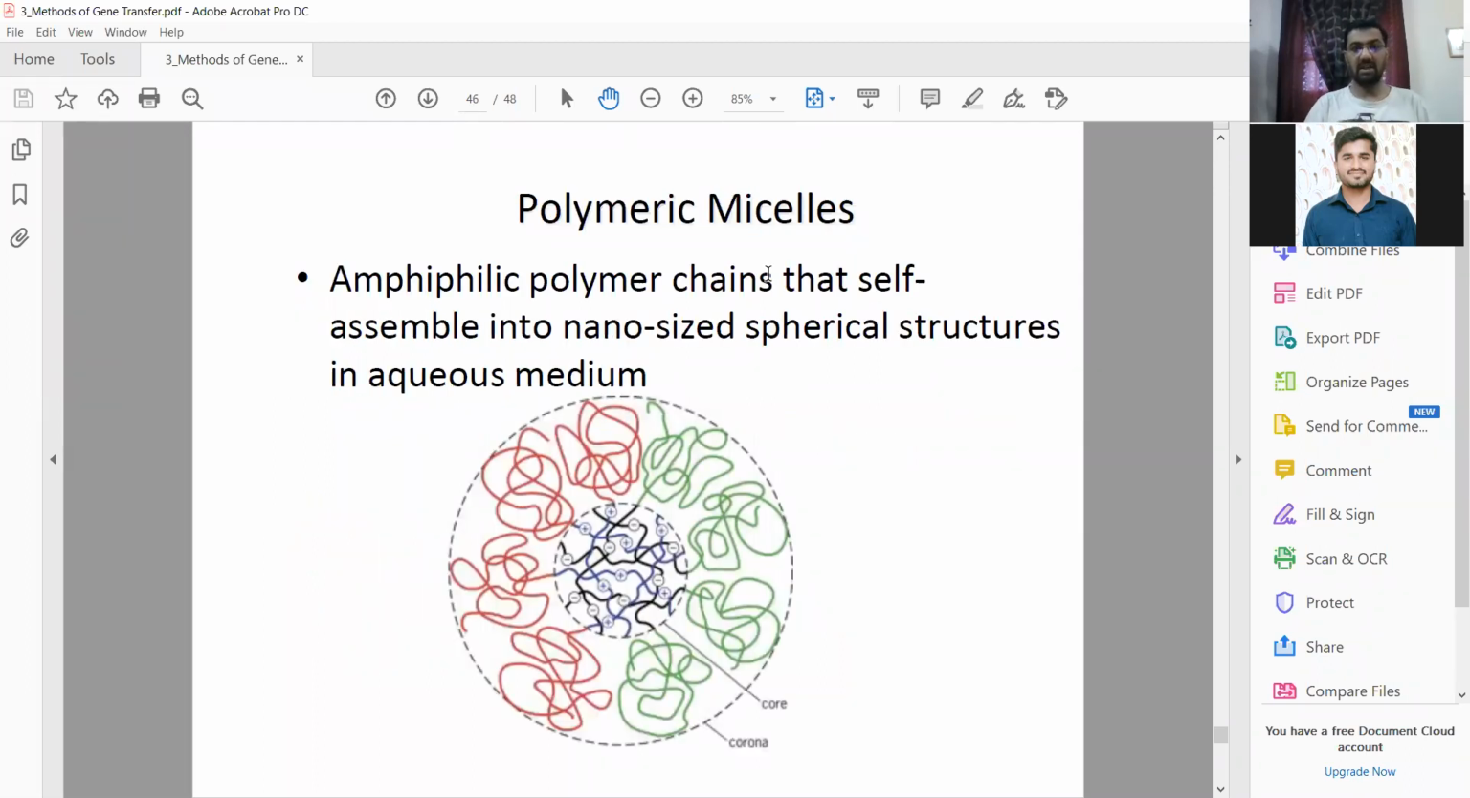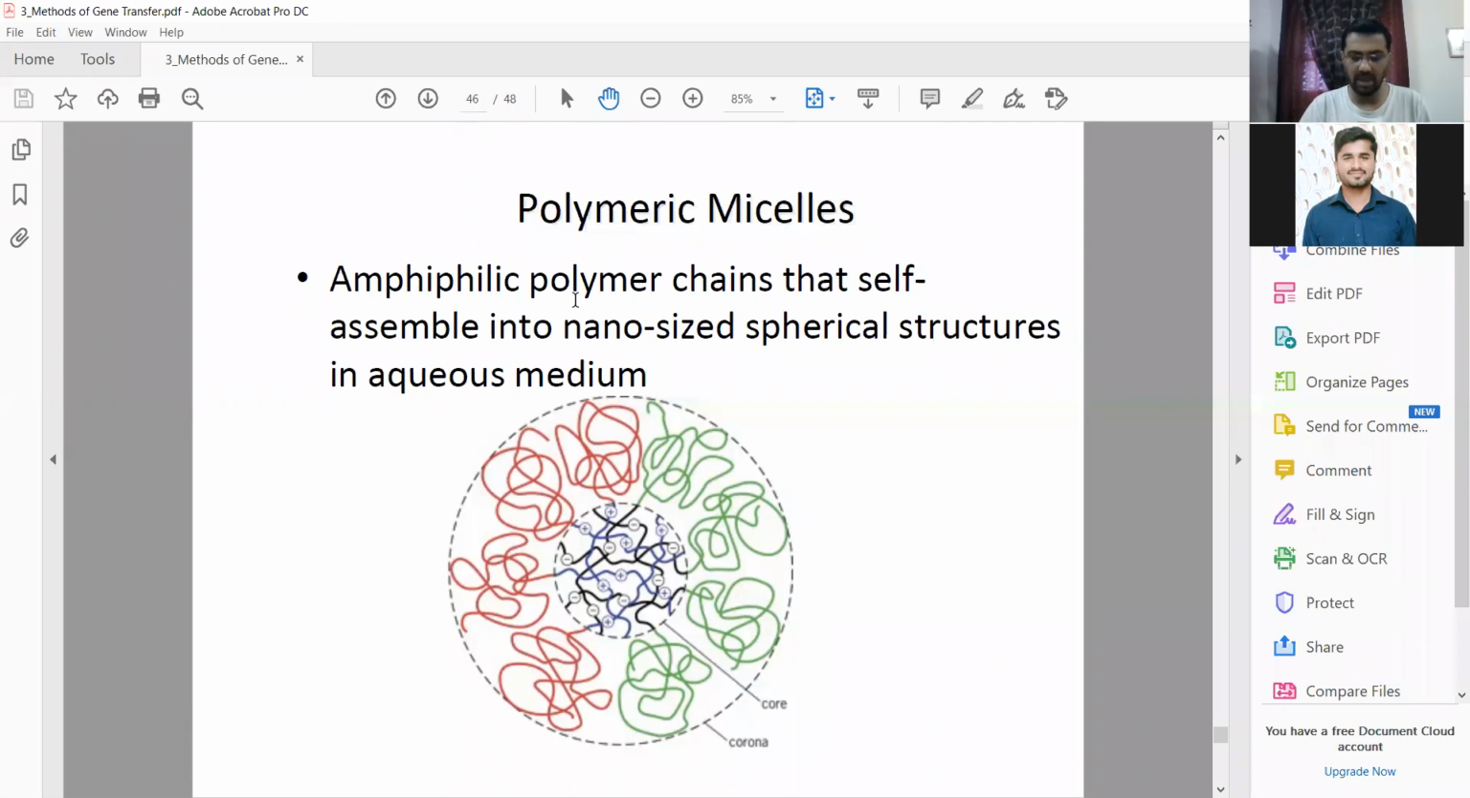Moving further, the last but not the least is the polymeric micelles. From the structure you can easily see there's a core, and then there is an outside corona or shell of these micelles. These are made of amphiphilic polymer chains that self-assemble into nano-sized spherical structures in aqueous medium.